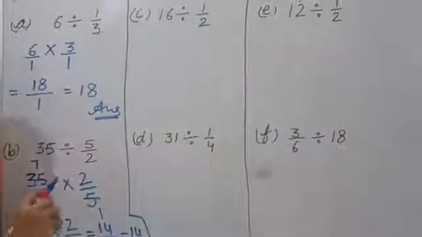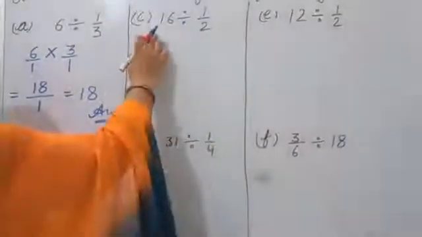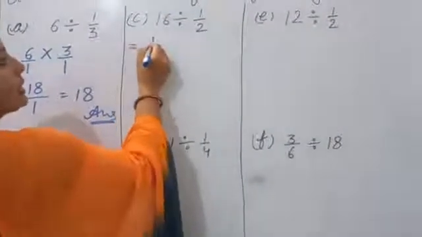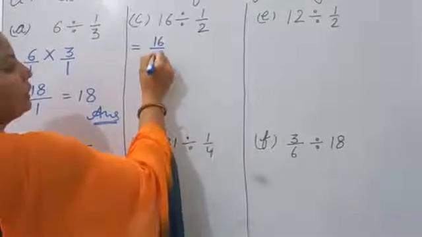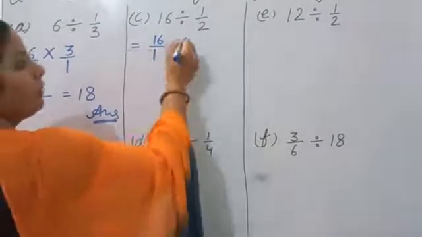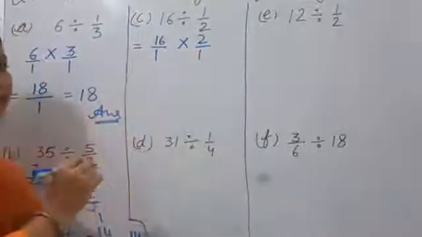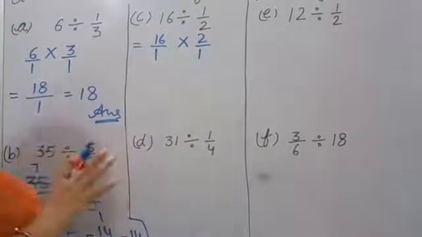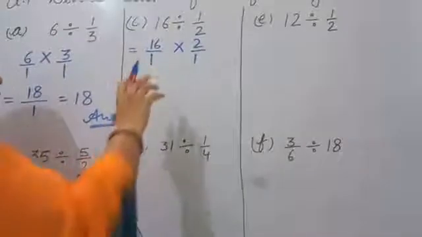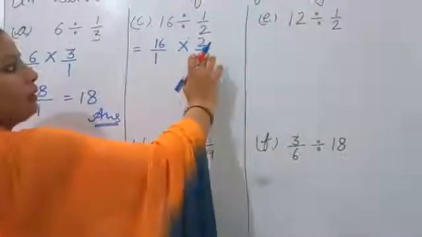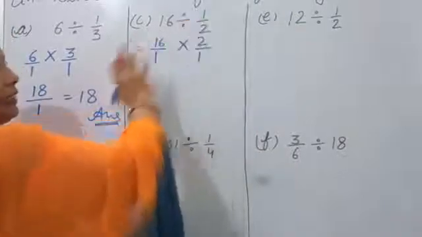Now we come to C part. Here is 16 divided by 1 upon 2. So we follow the same process here. 16 upon 1. Divide will change into multiply. 2 upon 1. This is the method of division. Okay. Only in fractions this is the method you have. It is not simple division. We do it like this. Divide will change into multiply and then take the reciprocal of the second fraction, the divisor.